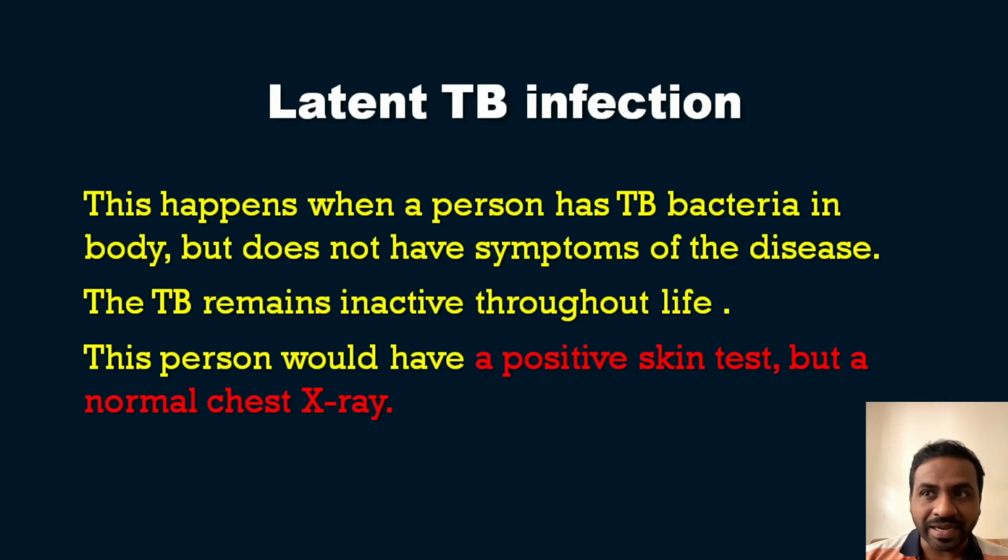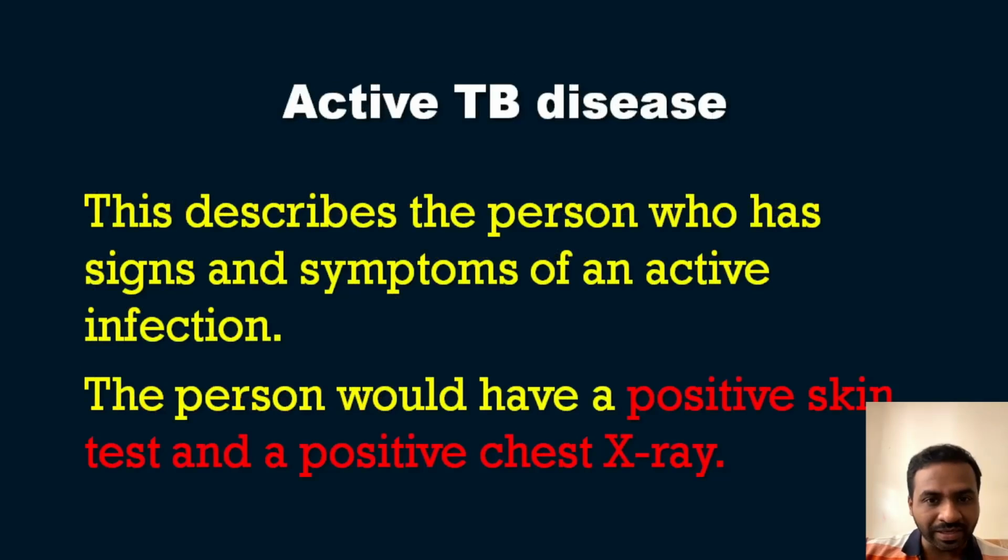That is latent TB infection, and the next progression is active TB disease. This describes a person who has the signs and symptoms of active TB, and the person would have a positive skin test and a positive chest x-ray. I think you now understand the difference between exposure, latent infection, and active TB disease. So there are 3 stages of progression for TB. That's all regarding the first question.